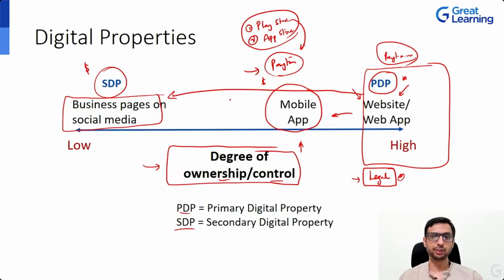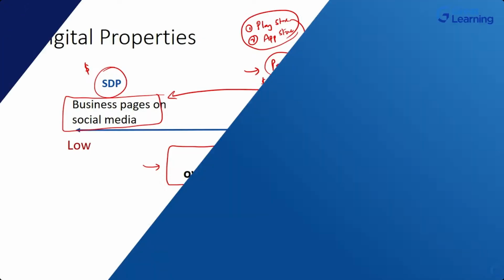And this discussion hopefully has made this difference very clear. The difference between the PDP and SDP is not on revenue, but on the degree of ownership or control that a brand has on each of these properties.